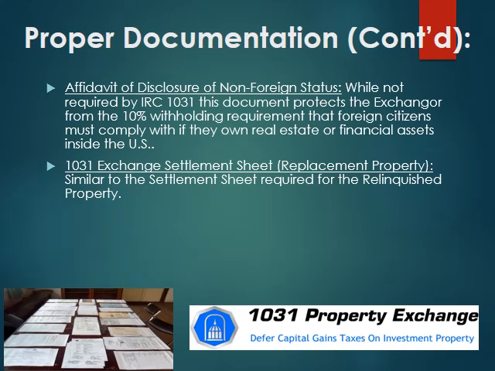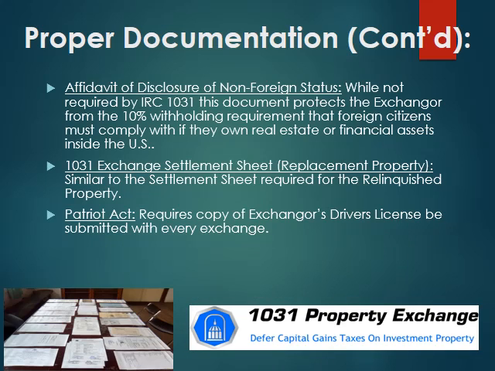You also have to have a 1031 exchange settlement sheet for the replacement property, as we discussed earlier. And then the Patriot Act now requires, and this is new within the last 10 years, a copy of the exchanger's driver's license be submitted with every exchange.